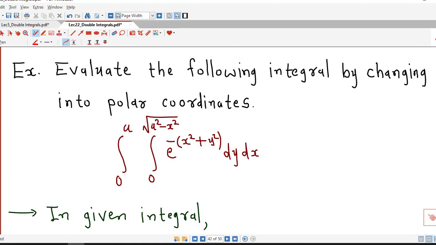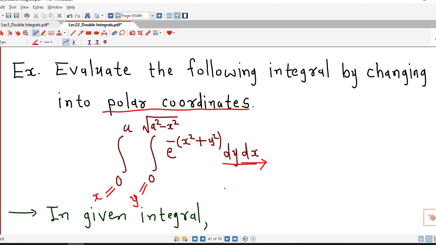Evaluate the following integral by changing into polar coordinates. Function is e raised to minus (x square plus y square). Limits of y are from 0 to under root a square minus x square, and x is from 0 to a. So we will convert this Cartesian integral into polar integral, and then we will try to evaluate the polar integral. So first we write down the limits of integration.